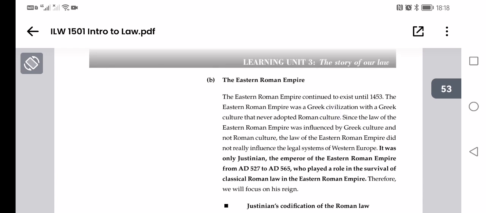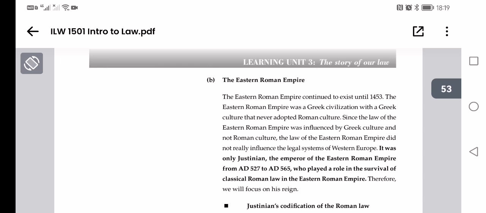The Eastern Roman Empire. The Eastern Roman Empire continued to exist until 1453. The Eastern Roman Empire was a Greek civilization with a Greek culture that never adopted Roman culture. Since the law of the Eastern Roman Empire was influenced by Greek culture and not Roman culture, the law of the Eastern Roman Empire did not really influence the legal system of Western Europe.